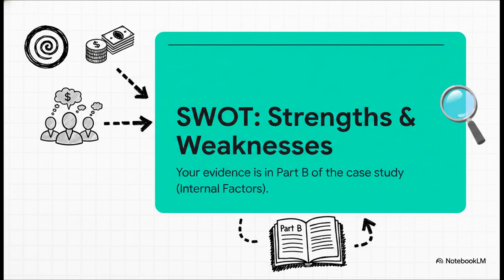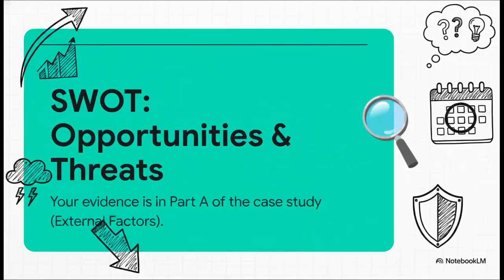And here's a massive tip for you. You will only find this info when you get Part B of the exam paper. That's where they tell you about the business itself. Its brand, its money situation, who's on the team. On the flip side, opportunities and threats are external. They're all about the market, your competitors, and what's happening in the wider world.